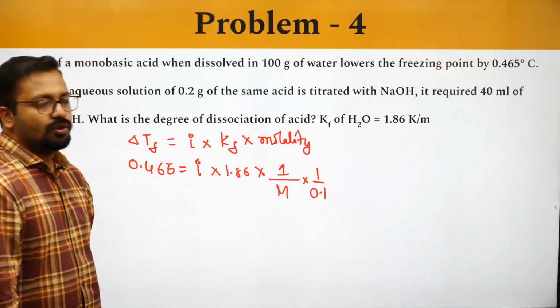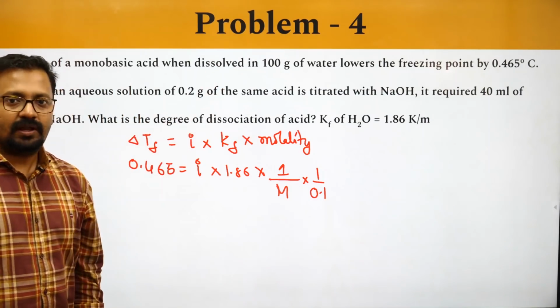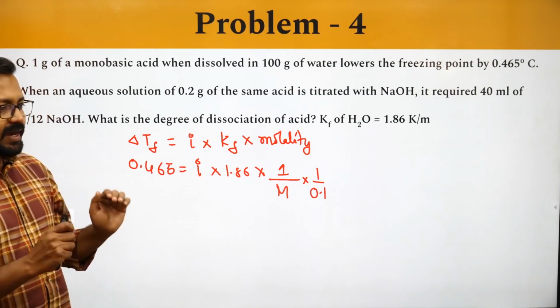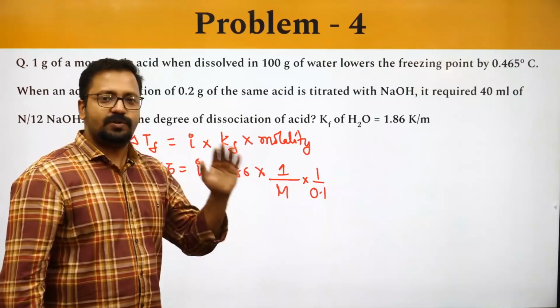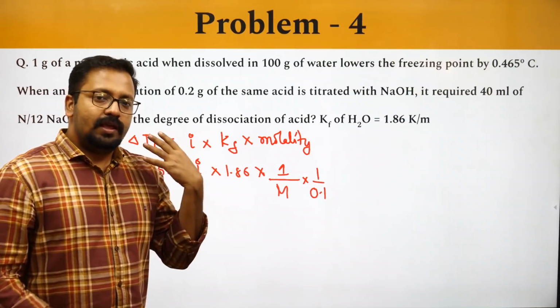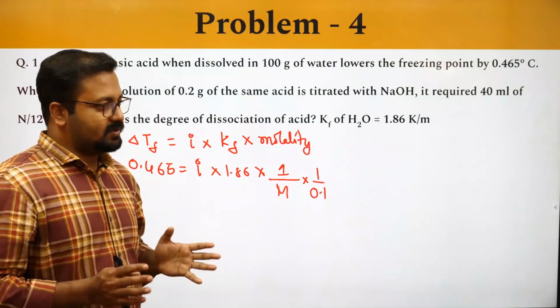But this mass is not known. How do I know the mass? So I'll use the second information. How do I do that? The second information is that an acid and base reaction takes place. Titration means reaction. So what I do is I utilize the idea of equivalents.